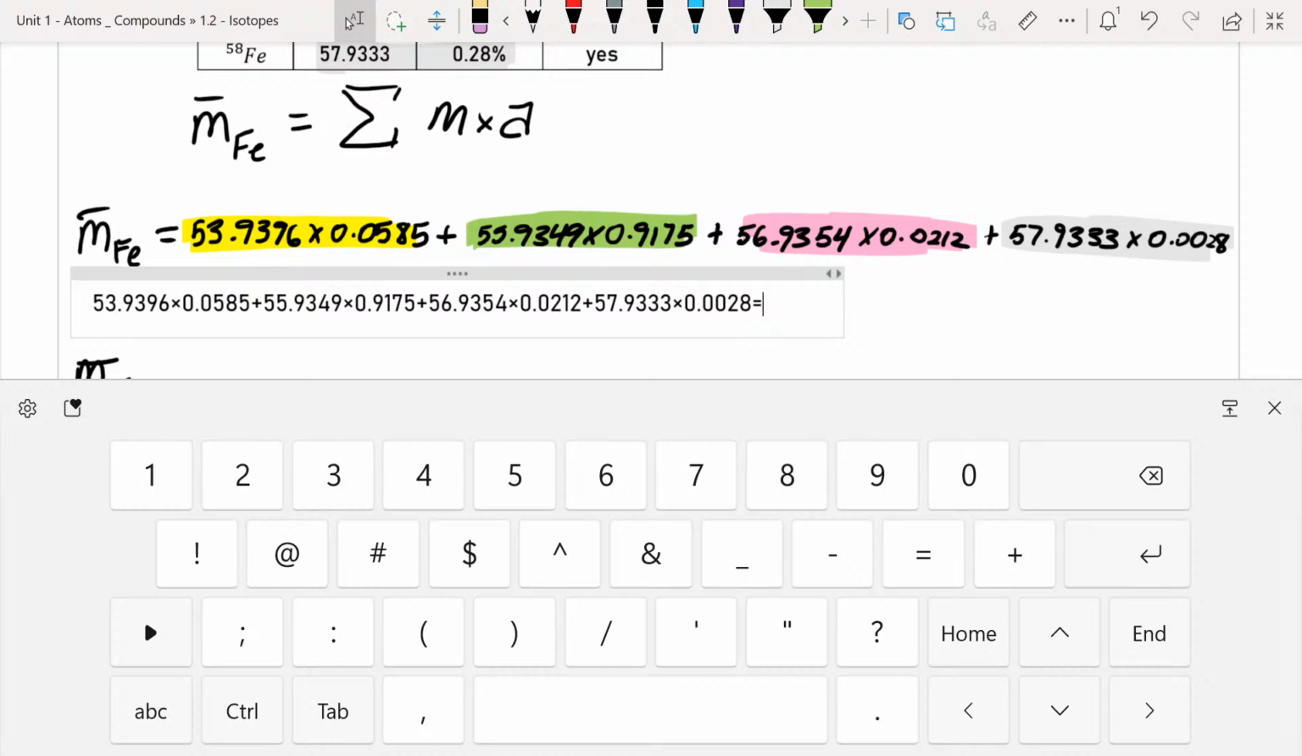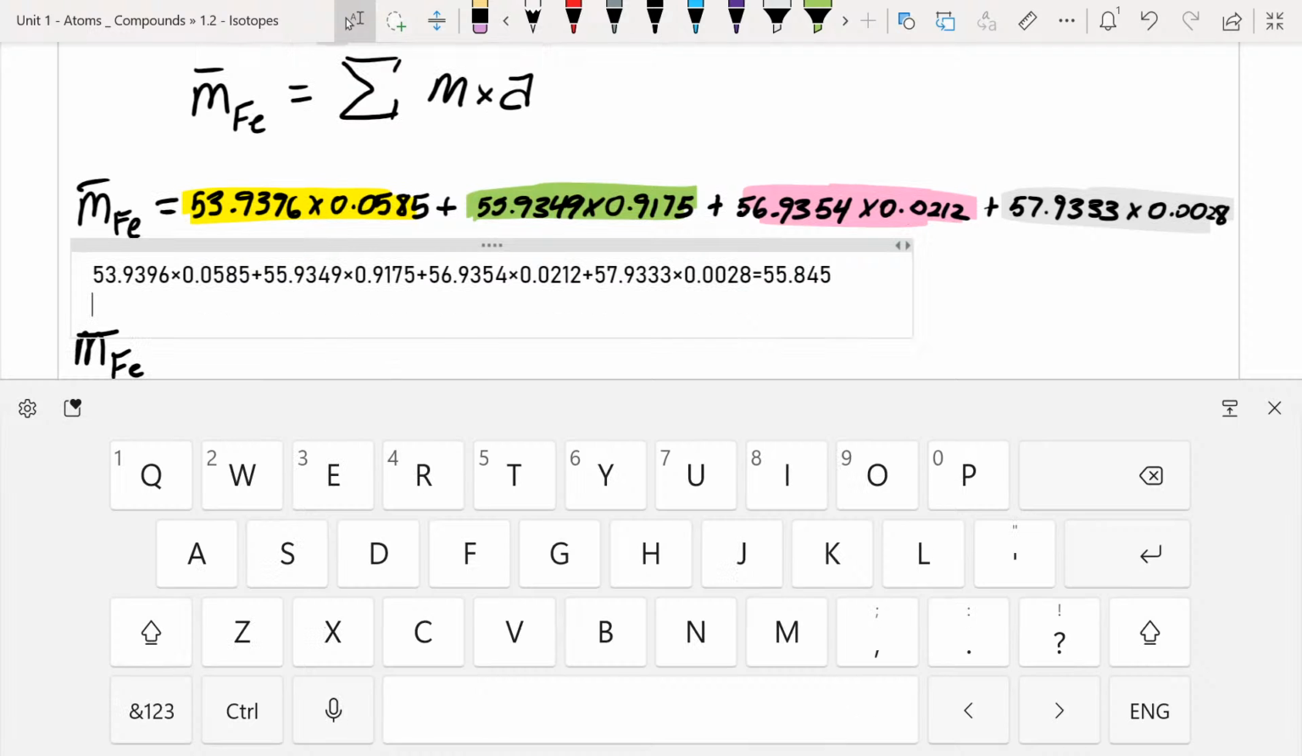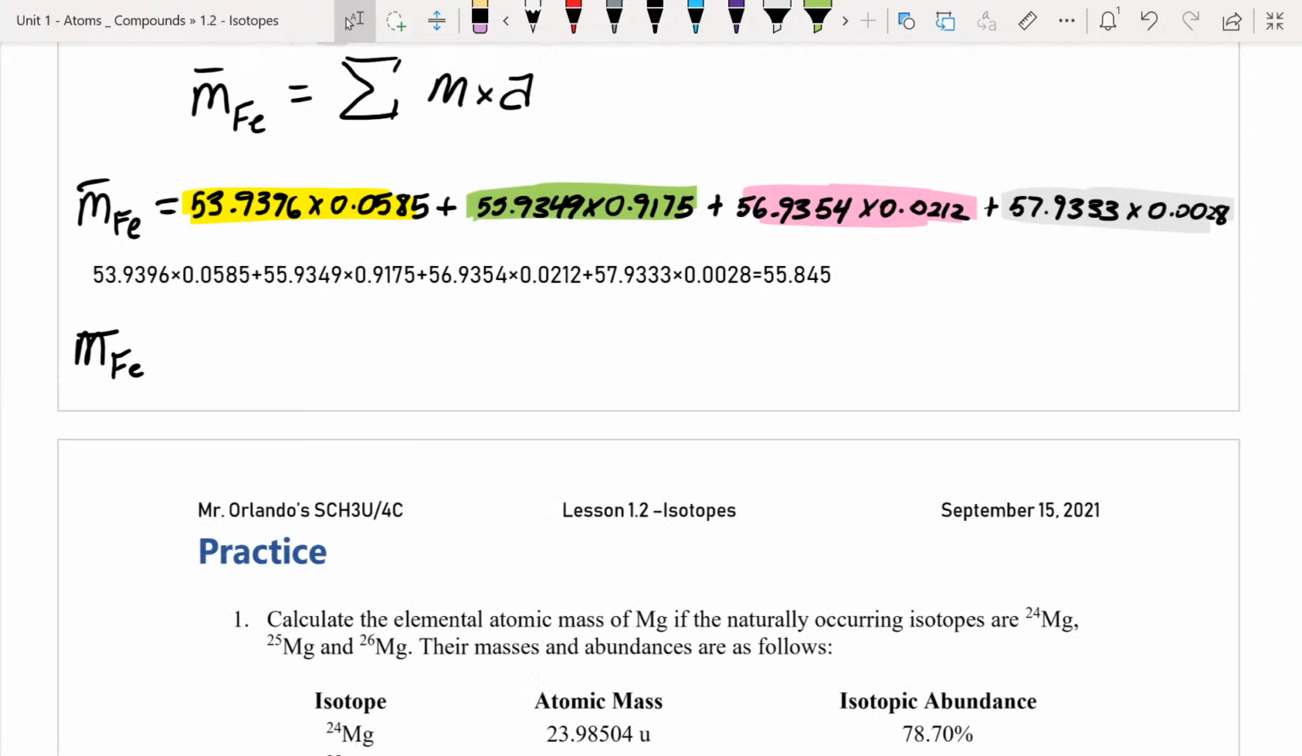56. Yeah, so this number should be close to 56. So if I get 211, did I do something right? No. I may have done something right, but I did something wrong, right? So we press answer, and we get 55.845. Is that a good logical number? Is that close to 56? Yeah, I like that. So we'll say the average mass is 55.845. And what's the unit, of course?